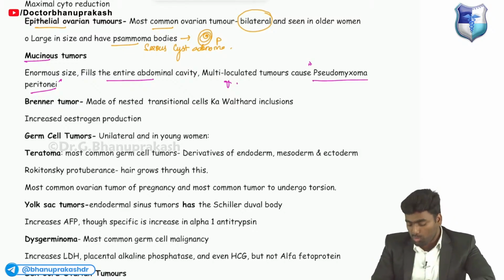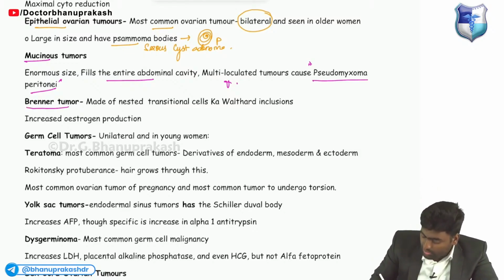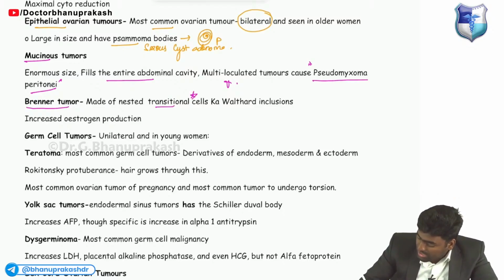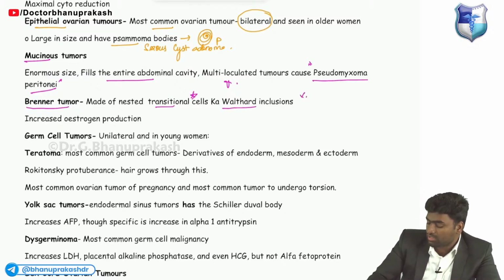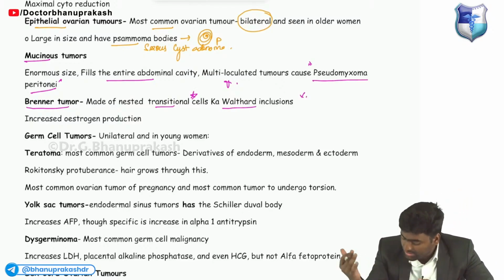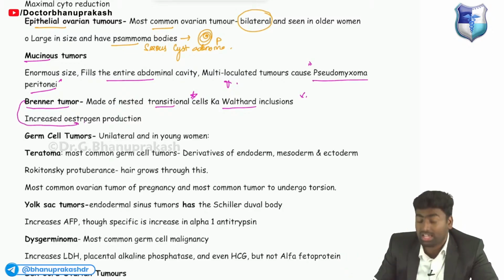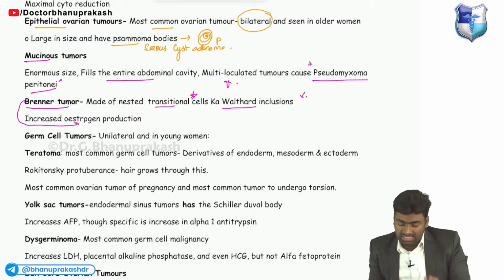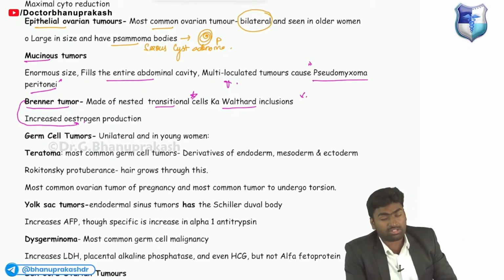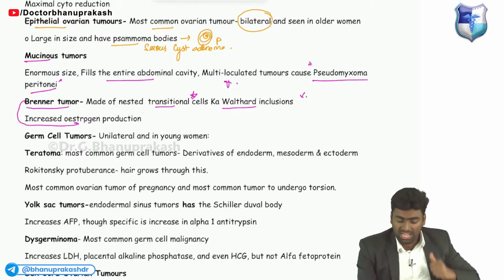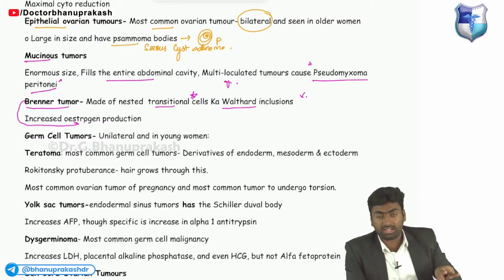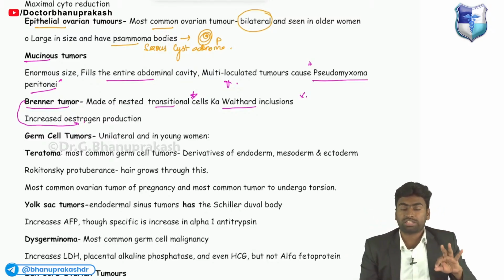Fine. And there is one more tumor, which is known as Brenner tumor, and this Brenner tumor is made up of transitional cells, also known as Walthard inclusions. So remember, with this Brenner tumor, there will be an increased level of estrogen. Fine. And these are the few epithelial tumors you need to know: the serous adenoma, the mucinous cancer, and the Brenner tumor, which produces estrogen.